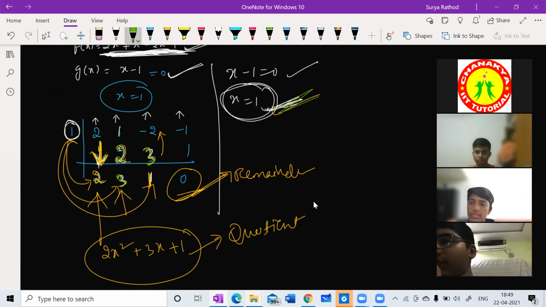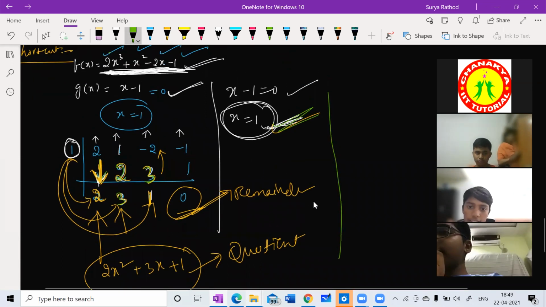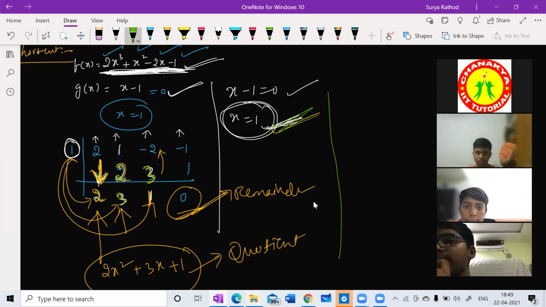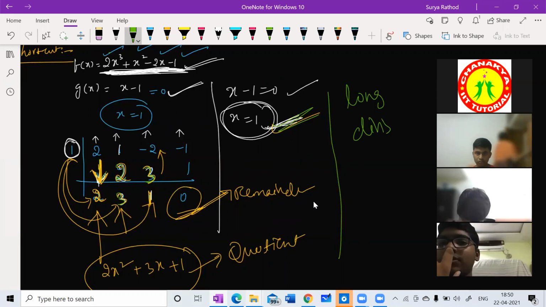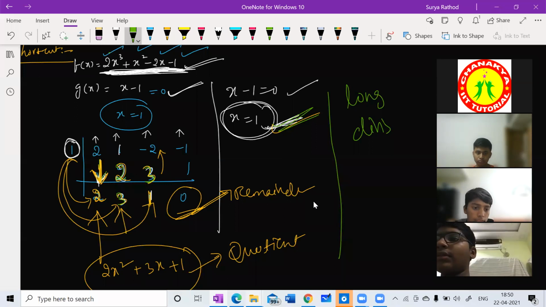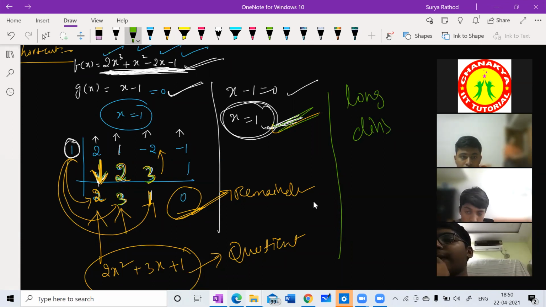See, yes, this is a shortcut method, but I don't think you'll get marks if you write by this method. Please try to follow the long division method only. Are you getting my point? In a competitive exam, for saving time, this is the shortcut method. But not in your board exam. In the board exam, you're supposed to solve using the long division method only. All right.